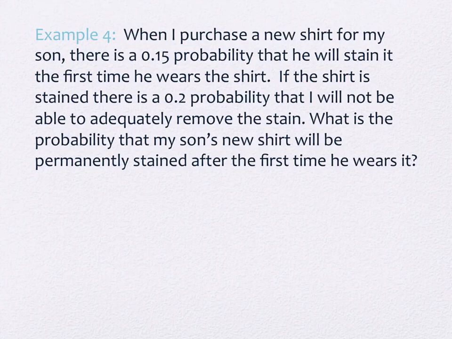All right, I wrote this example a really long time ago, and it's not quite the numbers that it used to be, but I still think it's probably as bad as it is. When I purchase a new shirt for my son, there's a 0.15 probability that he will stain it the first time he wears the shirt. If the shirt is stained, there's a 0.2 probability that I will not be able to adequately remove the stain. What is the probability that my son's new shirt will be permanently stained after the first time he wears it?